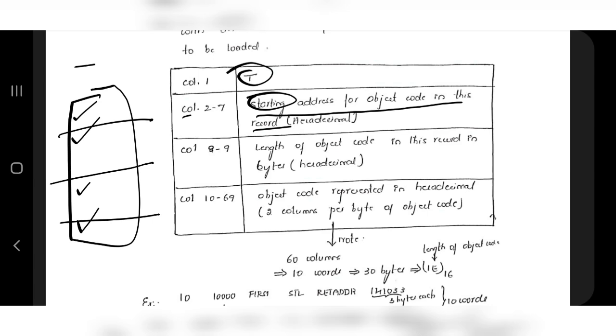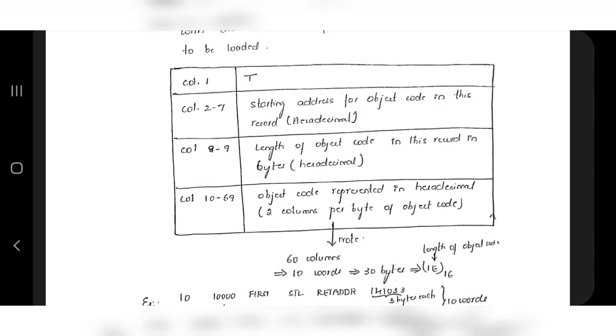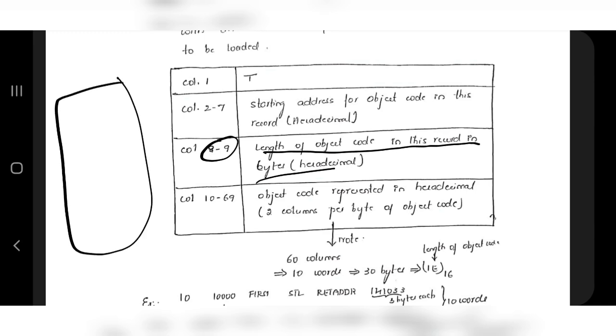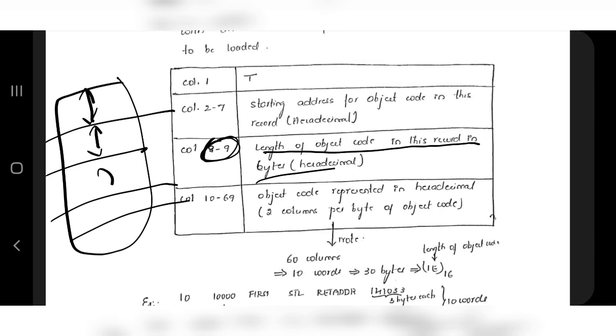So for each part there will be different starting addresses, and the next, columns 8 to 9, denotes the length of the object code in this record. If this is the whole program, you have divided it like this, this length is what you will be writing in columns 8 to 9. This length also will be written, then this length, and this length. And the last one is the object code represented in hexadecimal, 2 columns per byte of object code. Let's see what this means.